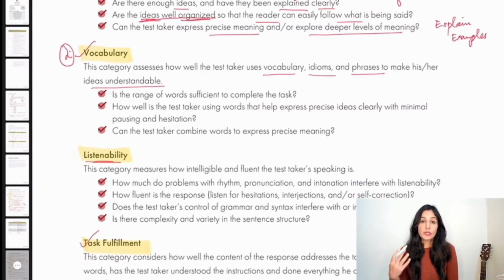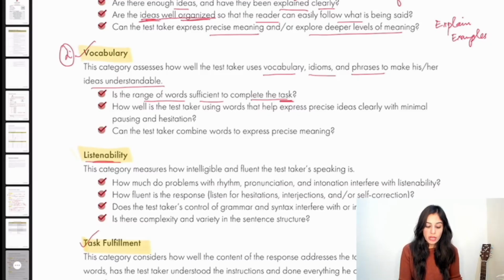Now, what all do you have to ask yourself to ensure you're scoring well in vocabulary? Ask yourself, is the range of words sufficient to complete the task? Now, there's always a question prompt on the screen. Whatever the question prompt or task is asking you, are you answering that task with sufficient range of words? Which means that you have to use synonyms, you have to use wide range of vocabulary. Number 2 is you have to ask yourself, how well am I using words that help express precise ideas clearly with minimal pausing and hesitation?